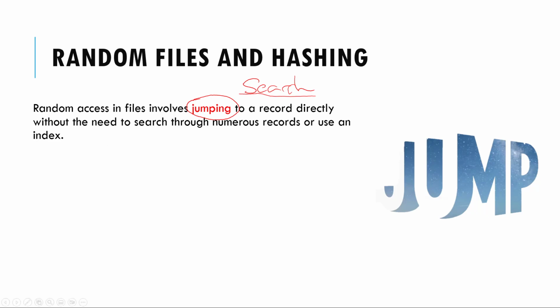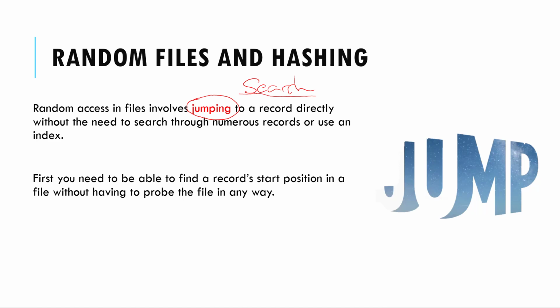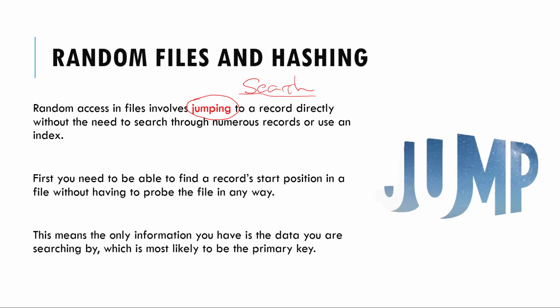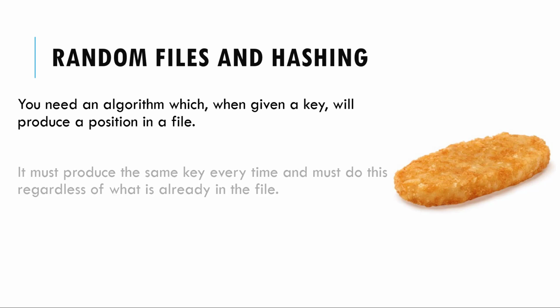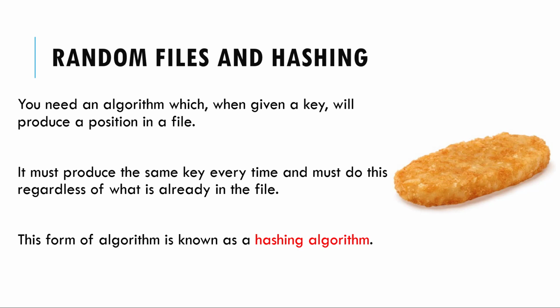And to do that, you need to find the record's start position in a file without having to probe it in any way. And that means the only information that you need is the data that you are searching for. And that's most likely going to be a primary key. So there's my hashing, there's my hash brown. You need an algorithm in which when a key is given, it will produce the position in a file, and it must produce the same position every time, regardless of what is already in the file. And that algorithm is called a hashing algorithm.